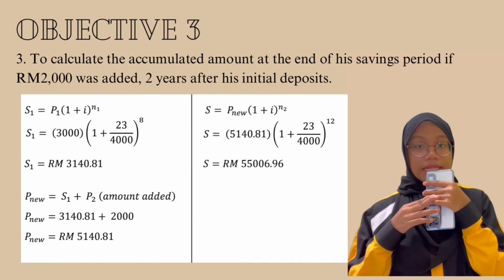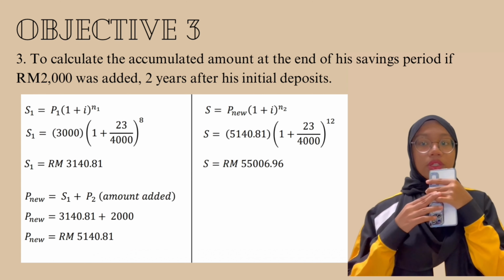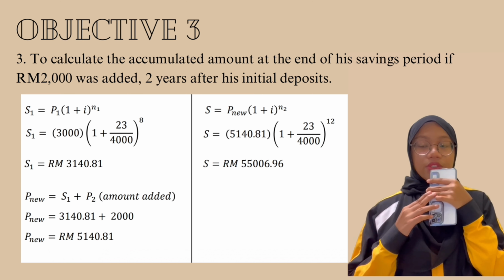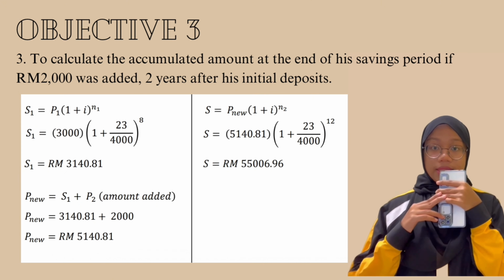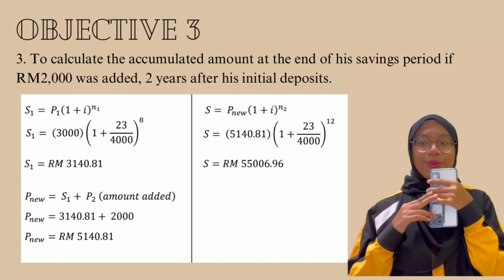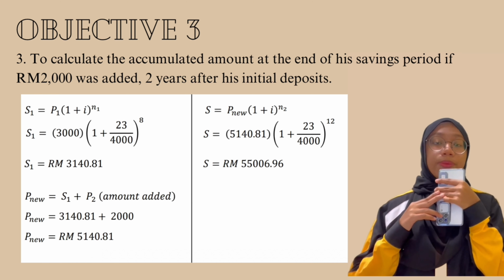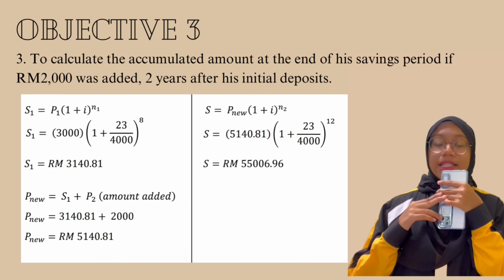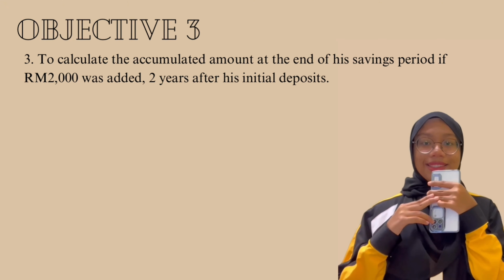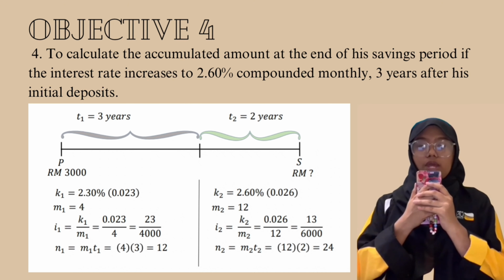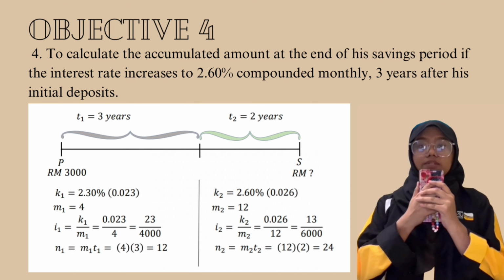So to find S, we use the formula S equals P new multiplied by 1 plus I to the power of N2. So S equals 5,140.81 multiplied by 1 plus 23 over 4,000 to the power of 12. S equals RM 5,500.06.